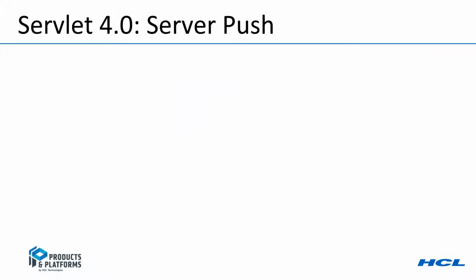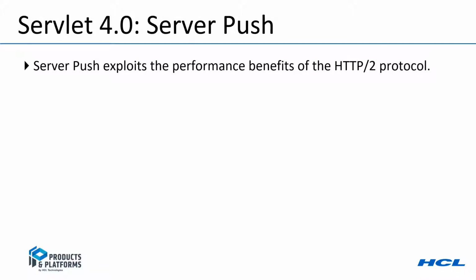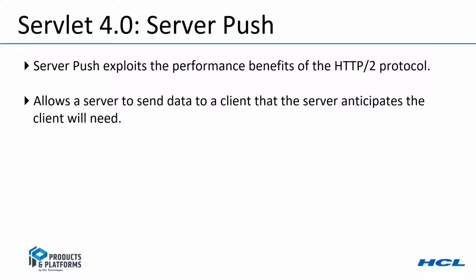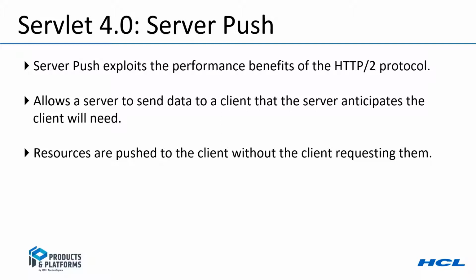Server push is a feature of the Java EE8 Servlet 4.0 API that exploits the performance benefits of the HTTP2 protocol. It does this by allowing a server to send data to the client before the client requests it. For example, resources such as image, style sheet, and JavaScript resources are pushed to the client when the server anticipates the client will need them.